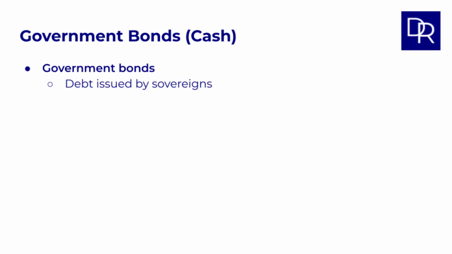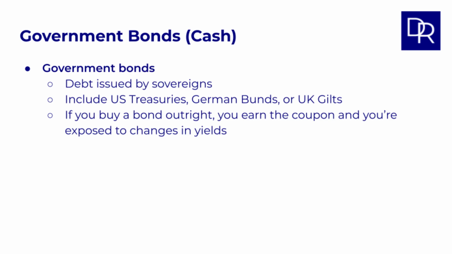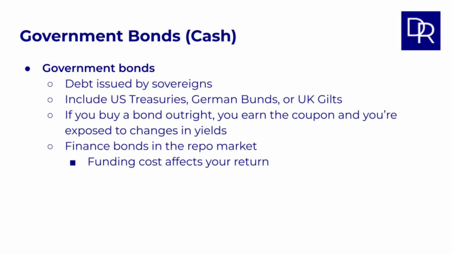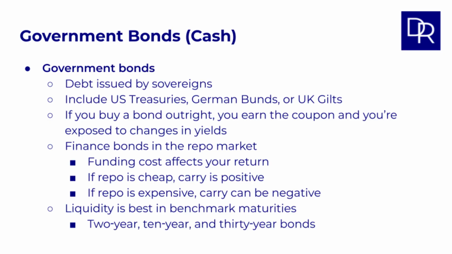Now let's look at some of the instruments you could use for a trade pitch in rates. Government bonds are debt issued by sovereigns. They include US Treasuries, German bonds, or UK gilts. If you buy a bond outright, you earn the coupon and you're exposed to changes in yields. But you usually finance bonds in the repo market, and that funding cost affects your return. If repo is cheap, carry is positive, and if repo is expensive, carry can be negative. Liquidity is best in benchmark maturities, like 2-year, 10-year, or 30-year bonds.